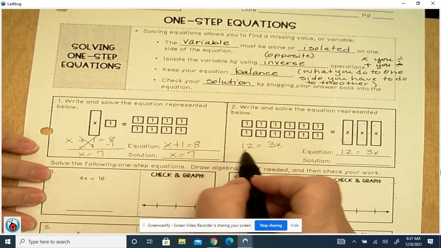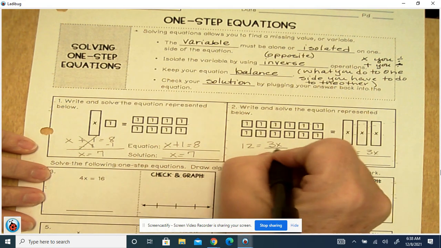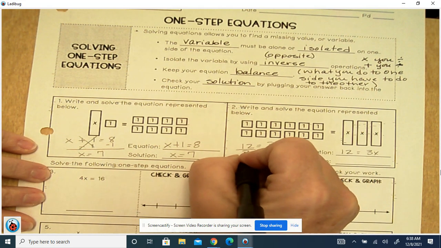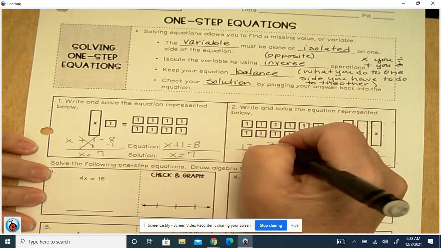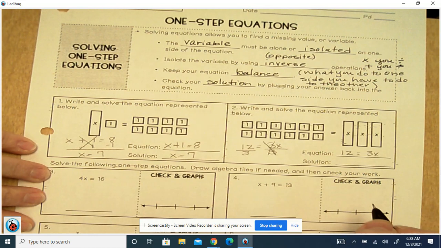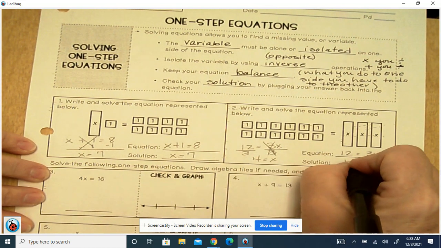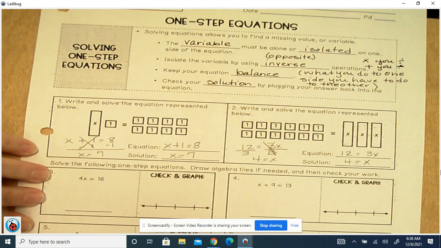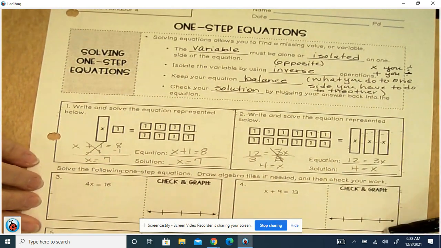We have seen this right here, a one-step equation, when we were doing our proportions. And then we know that we divide because we want to isolate that variable and get it by itself. And 3 divided by 3 is 1, so we mark those out. And 12 divided by 3 is 4. So 4 equals x is the solution. And that's the same as x equals 4. Just kept the problem the same. So that's using algebra tiles.